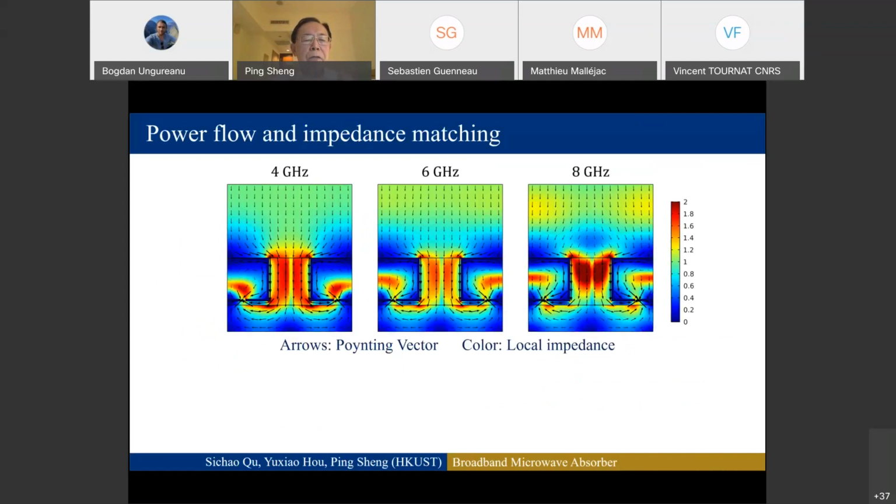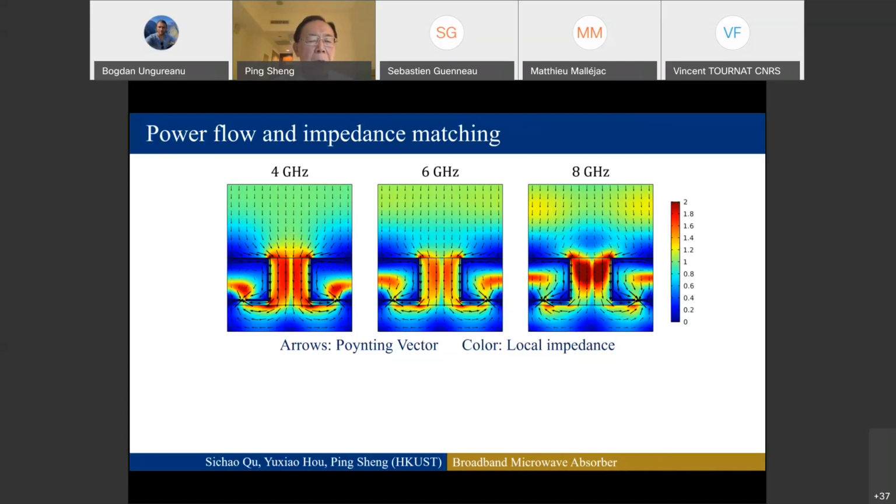And so let's see a picture of the Poynting vector of this structure, see how the absorption occurs. So we plot from 4 gigahertz to 8 gigahertz, and in fact, they are very similar, you can see. And over here, the arrows indicate the Poynting vectors. And the color indicates the local impedance value. Red and dark red means high, and greenish is 1 and things like that. So you can see on the surface, you have inhomogeneous impedance, but the average is close to 1. That's what's important. We are talking about the average.